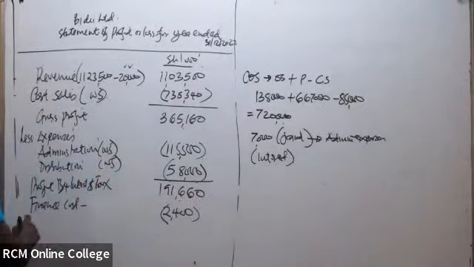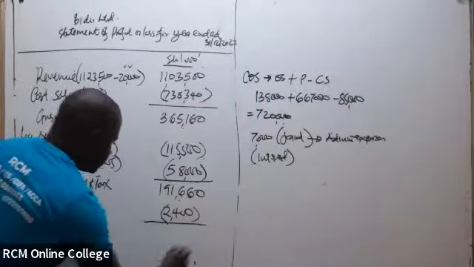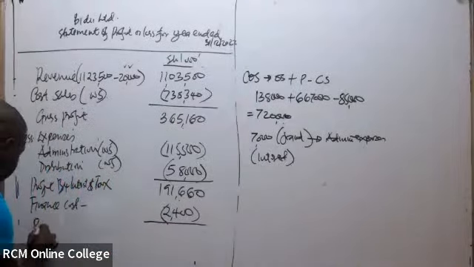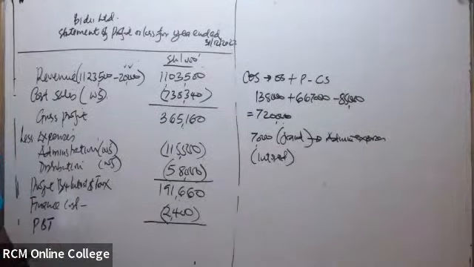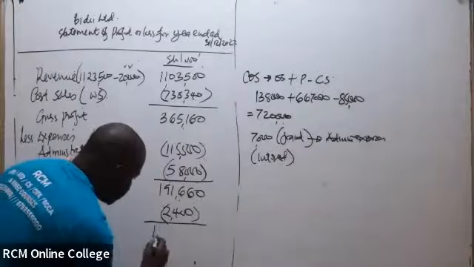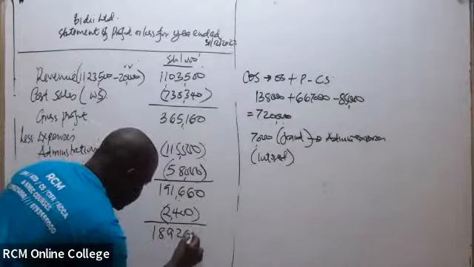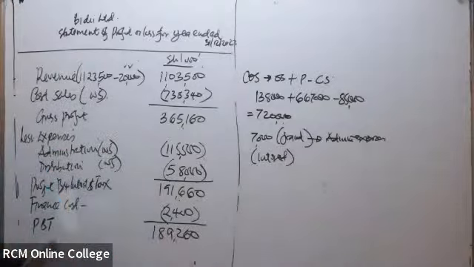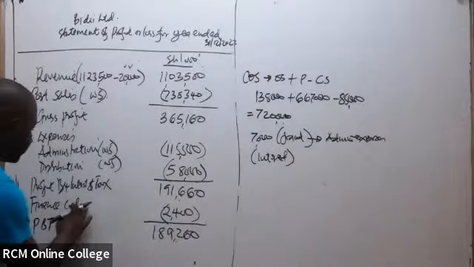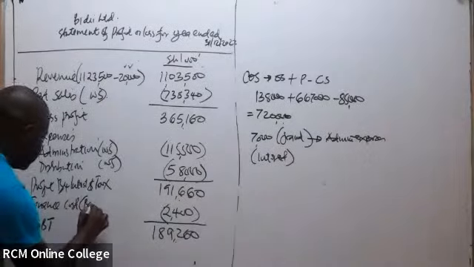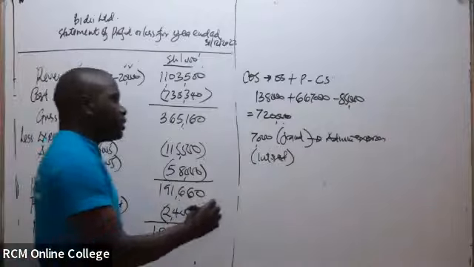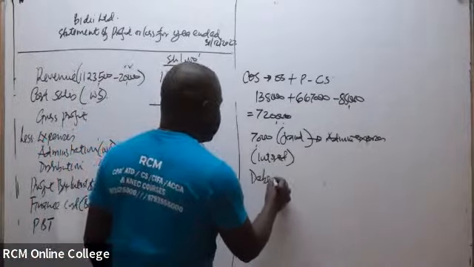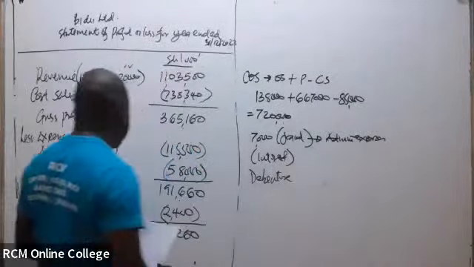So now you can less the interest so that you can get the profit before tax, which is 189,260. Remember, this one is the bank interest, which is given in the trial balance. If we had debentures, we would still have added the debenture interest as part of the finance cost.